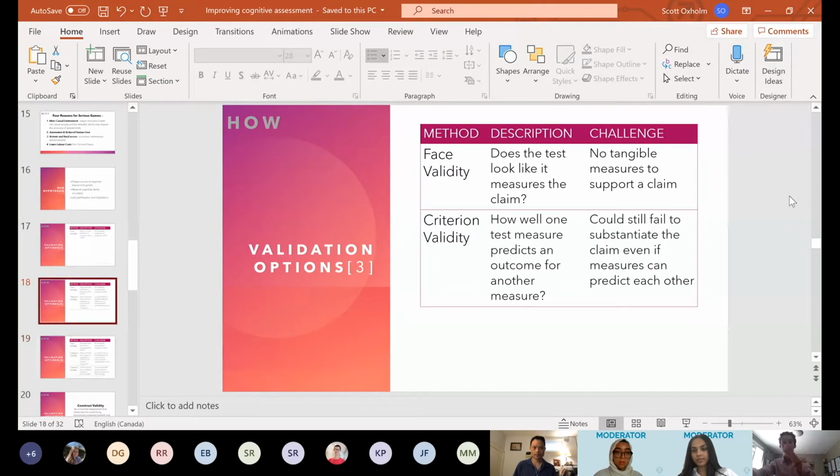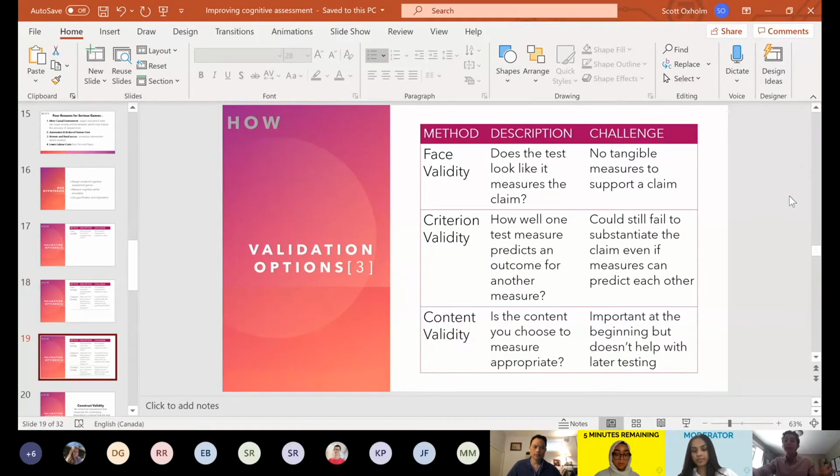What about criterion validity? How well does one test measure predict the outcome for another measure? Well, this could still fail to substantiate our claim, because even if the measures predict one another, it doesn't mean that we're actually measuring cognitive ability properly. So what else? What about content validity? Is the content you choose to measure appropriate? This is fantastic at the beginning of a study, but doesn't help us later on to make sure that we're still oriented in the right direction.